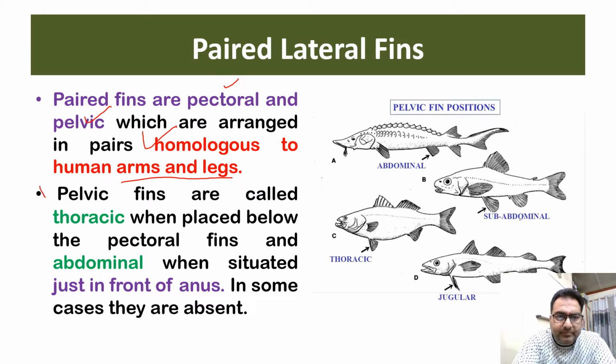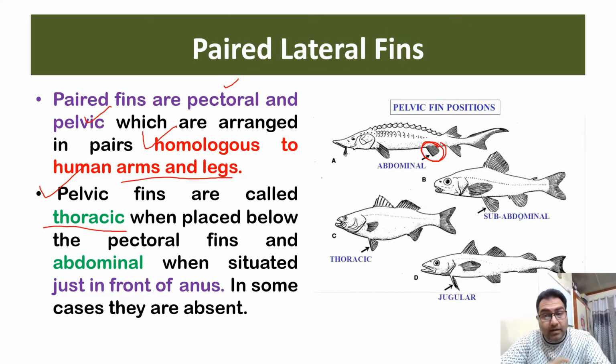Pelvic fins may be called thoracic when placed below the pectorals, or abdominal when situated in the abdominal portion just in front of the anus. Now, one thing: what is the difference between the anal fin and the abdominal fin here? The anal fin is always present behind the anus, whereas just in front of the anus it can be the pelvic fin.